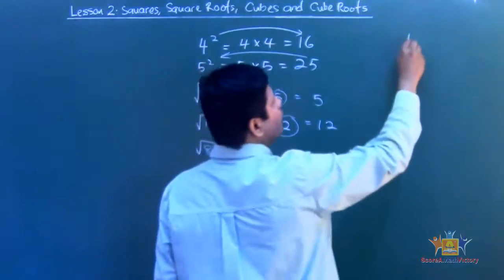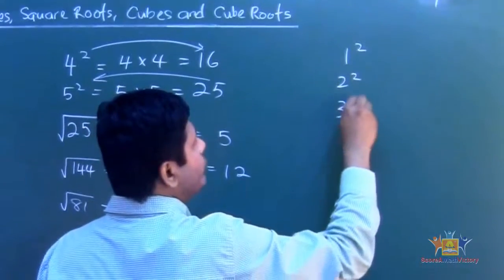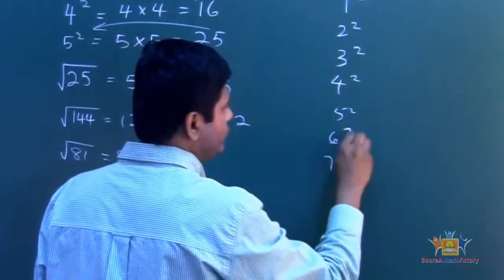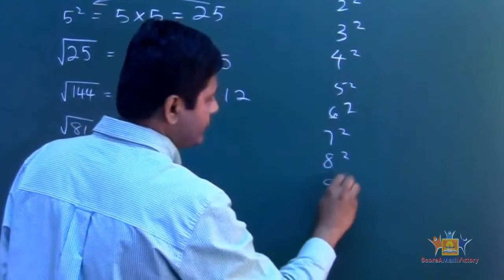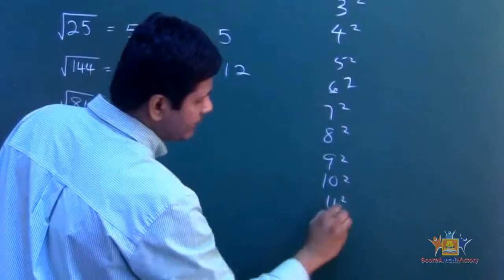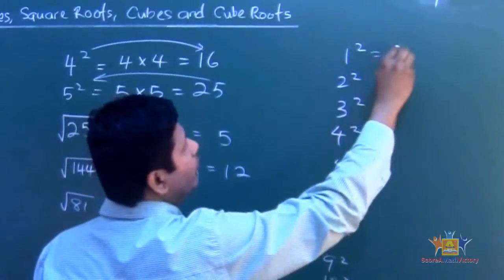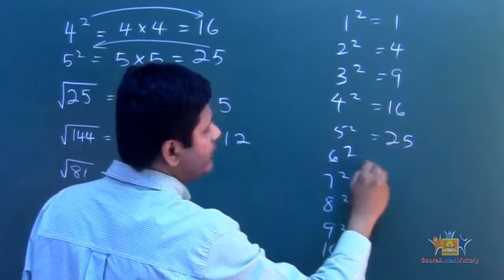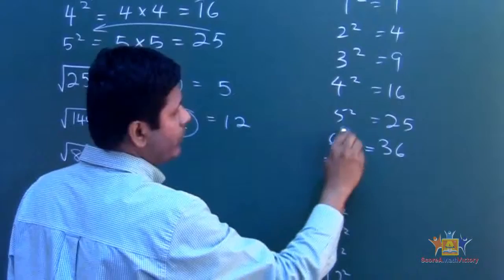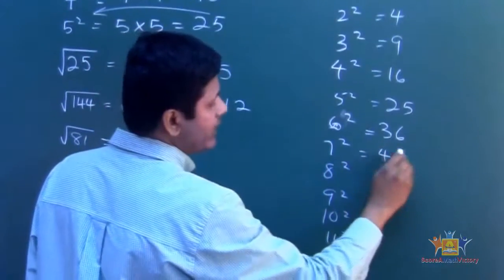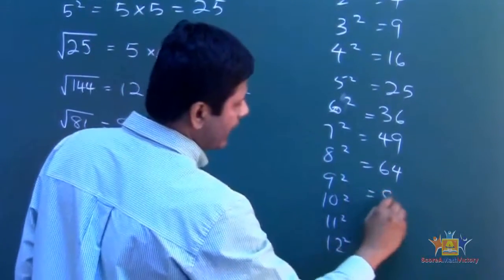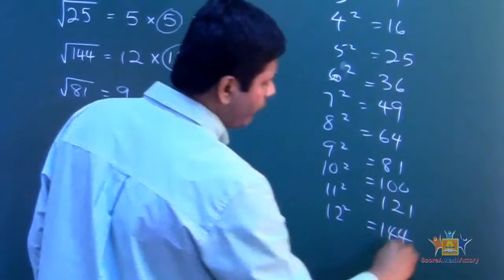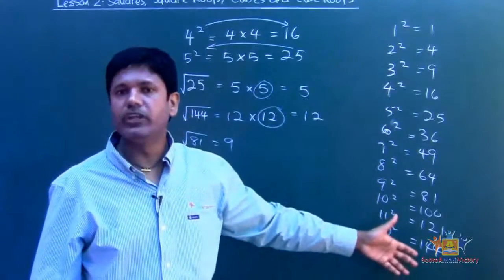So we know that 1 squared, 2 squared, 3 squared, 4 squared, 5 squared, 6 squared, 7 squared, 8 squared, 9 squared, 10 squared, 11 squared, and 12 squared give us 1, 4, 9, 16, 25, 36, 49, 64, 81, 100, 121, 144. Any of these I give you, you should be able to know the square root.